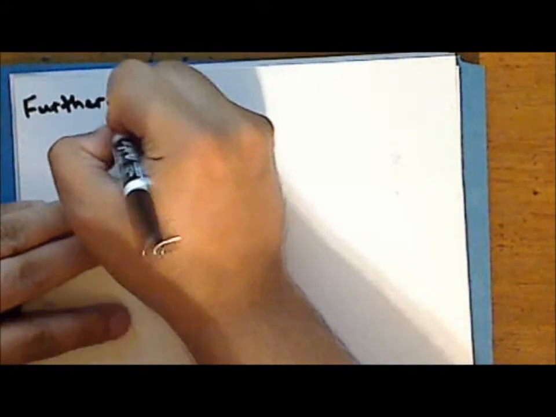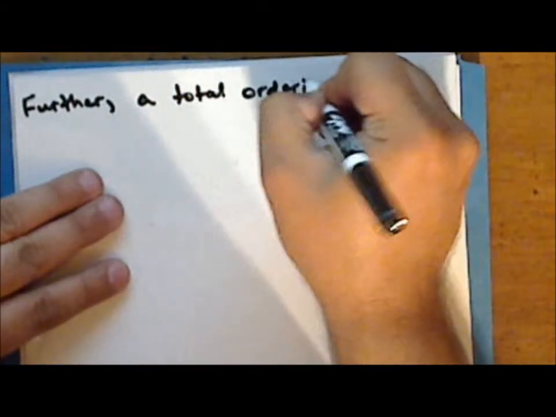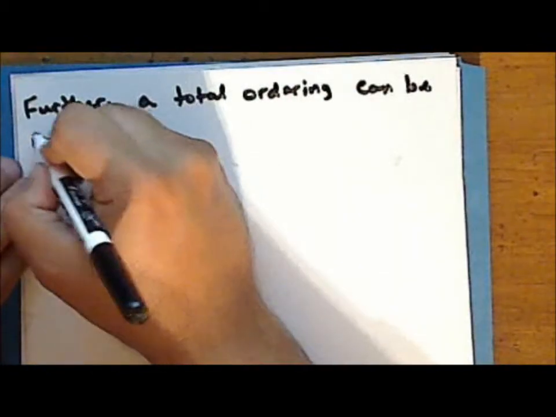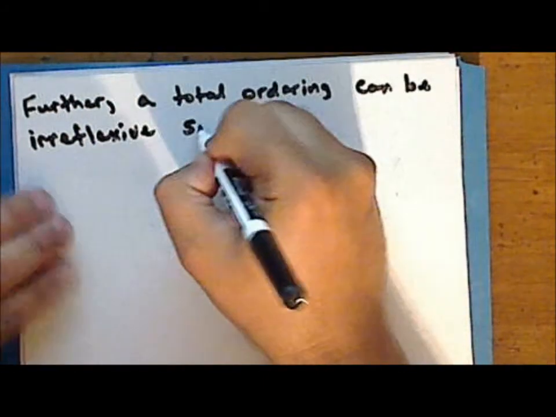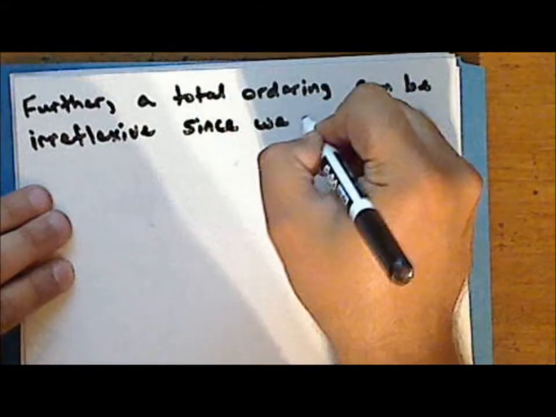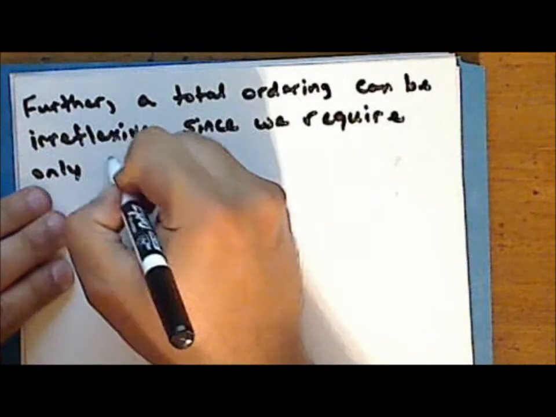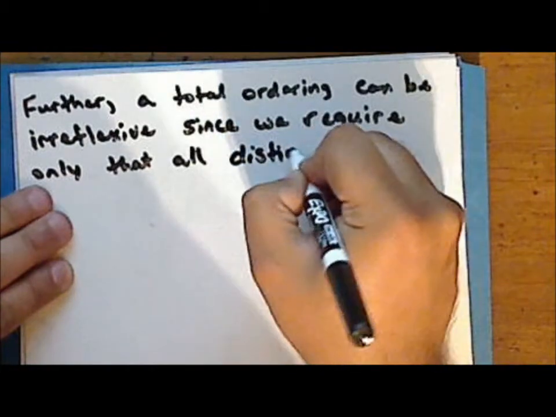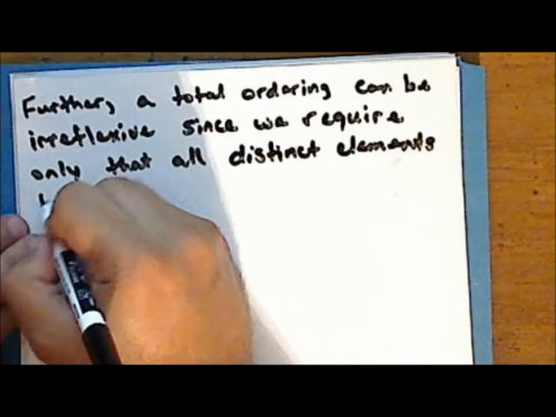Further, a total ordering can be irreflexive, since we require only that all distinct elements be comparable.